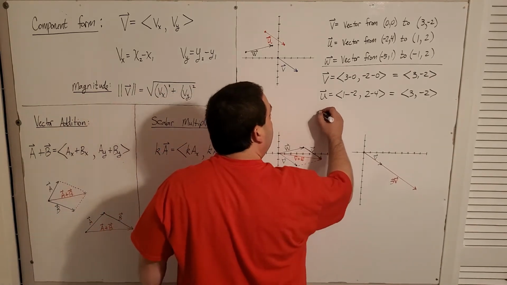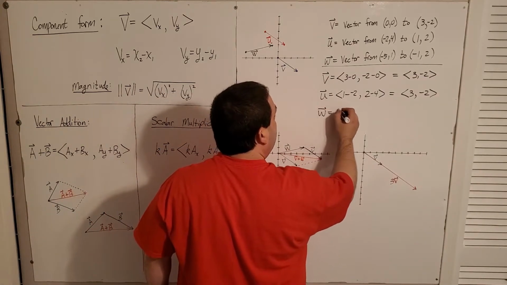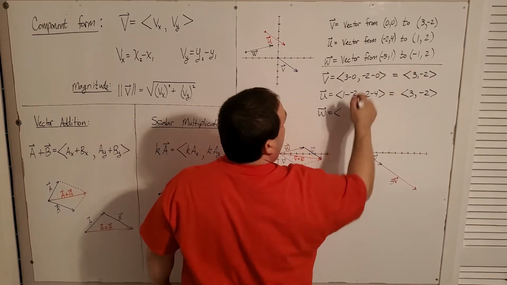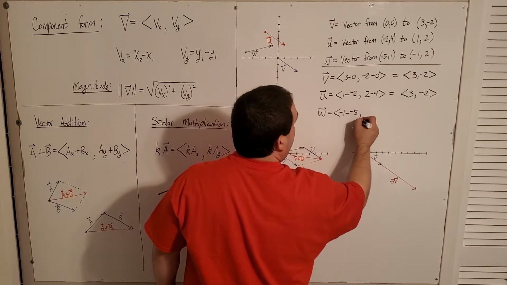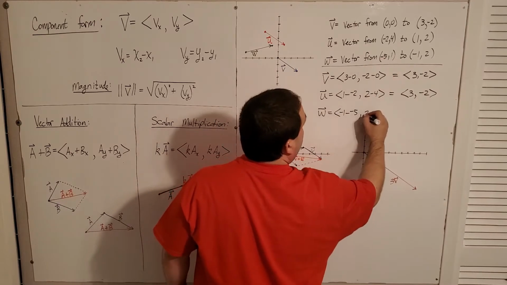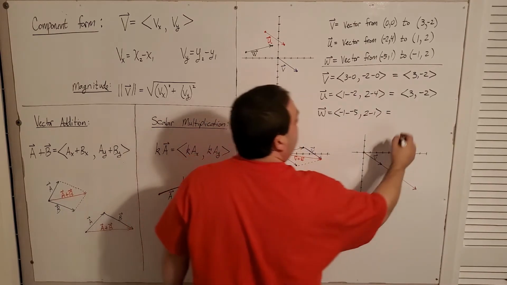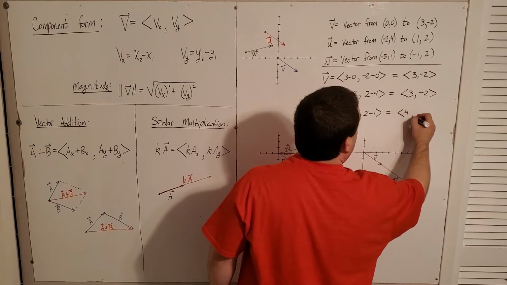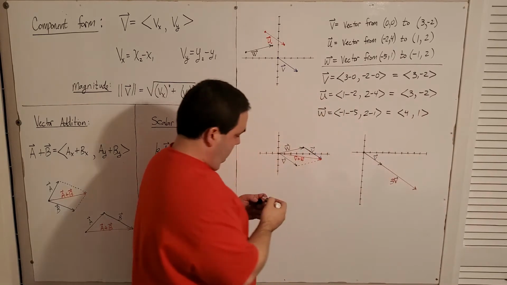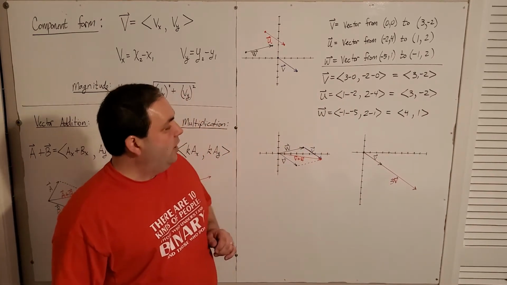W is then negative 1 minus negative 5 and 2 minus 1. So then I've got the vector ⟨4, 1⟩. Okay, so that's the vector for W.